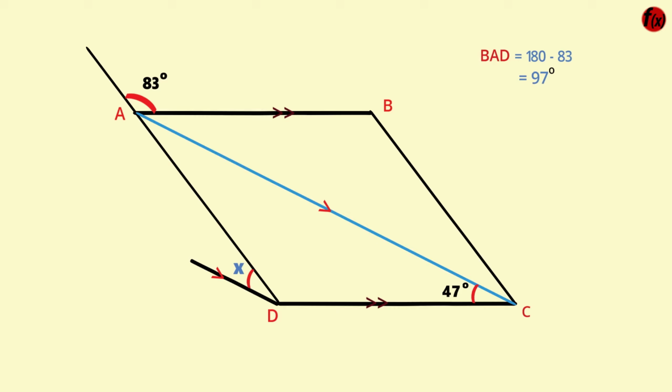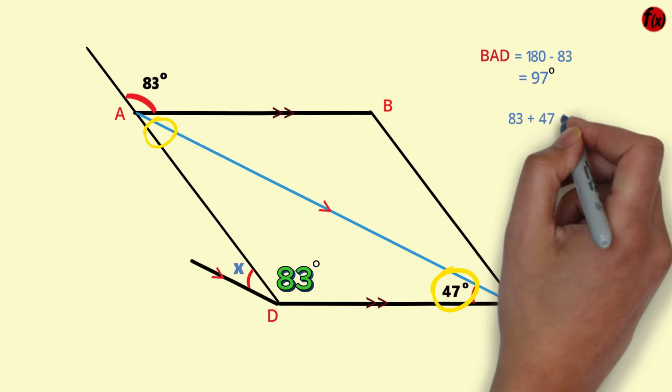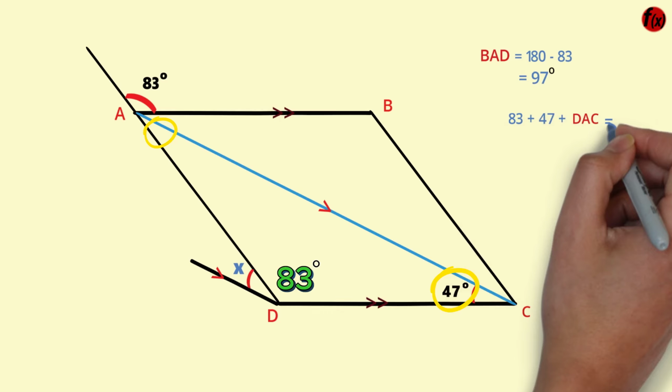Since AB and DC are parallel lines, and BC is a transversal, angle ABC equals angle ADC equals 83 degrees, corresponding angles. Now in triangle ADC, angle ADC plus angle ACD plus angle DAC equals 180 degrees. Substituting known values, 83 plus 47 plus angle DAC equals 180.